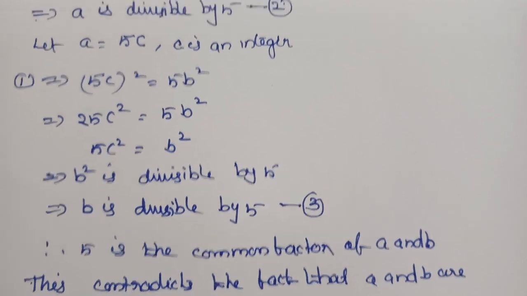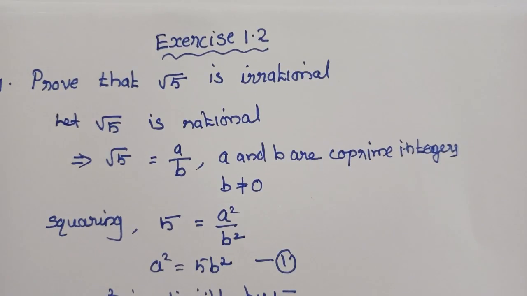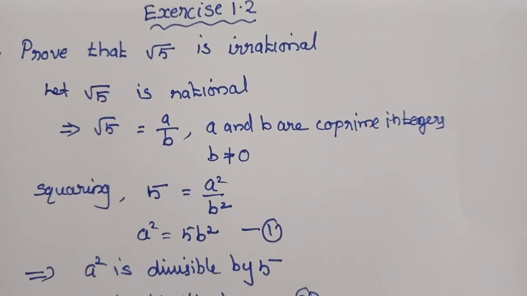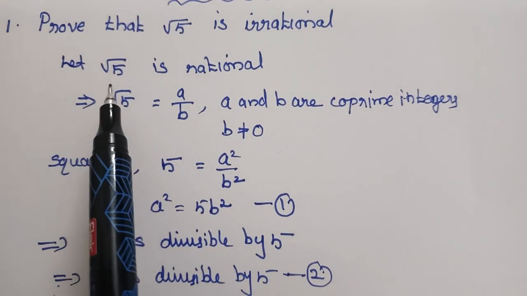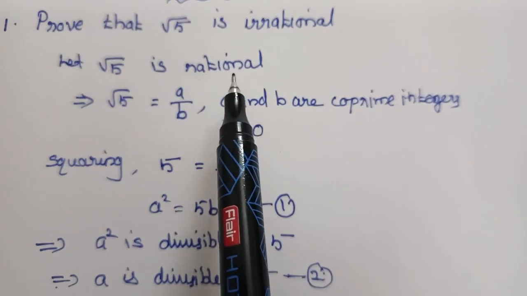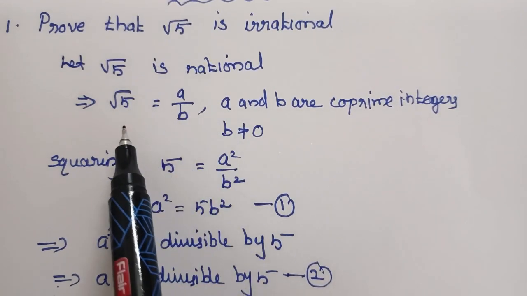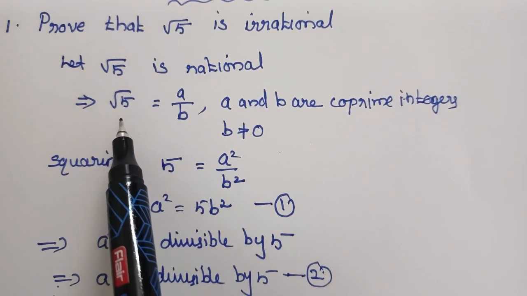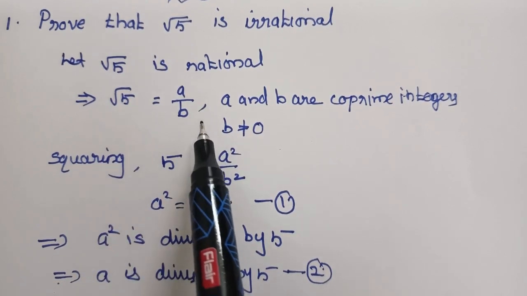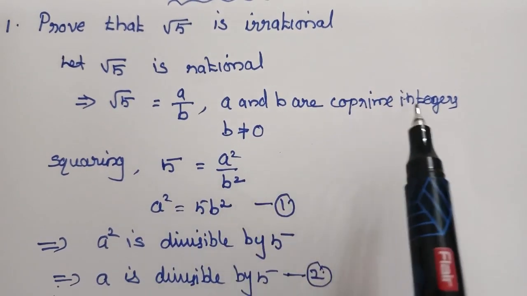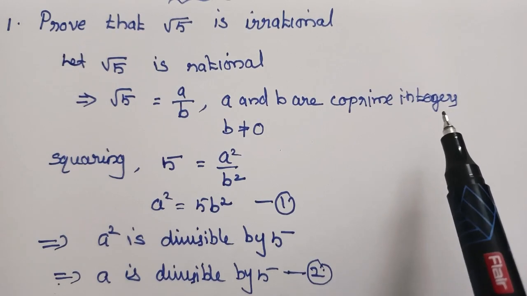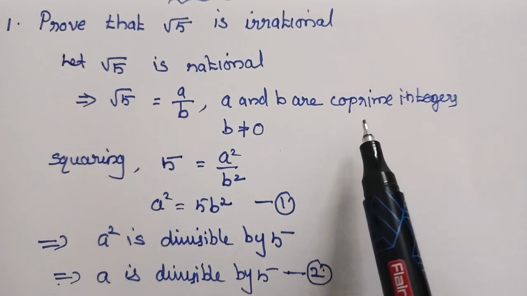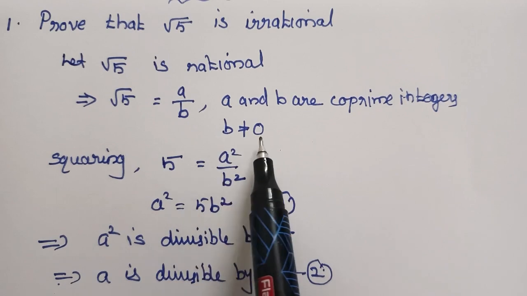Once again, prove that root 5 is irrational. That's the question. Let us suppose that root 5 is rational. Then a rational number is of the form a by b. Root 5 equals a by b, where a and b are co-prime integers, meaning having no common factor other than 1, where b is not equal to 0.